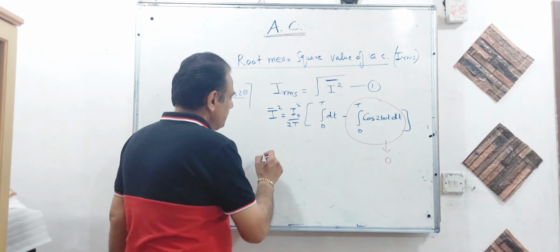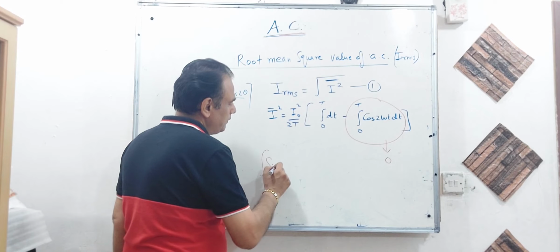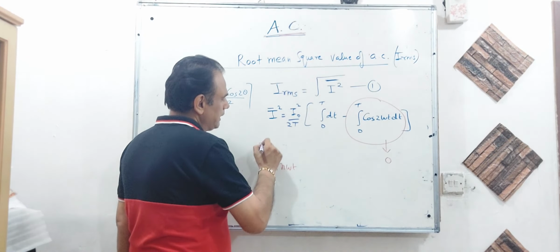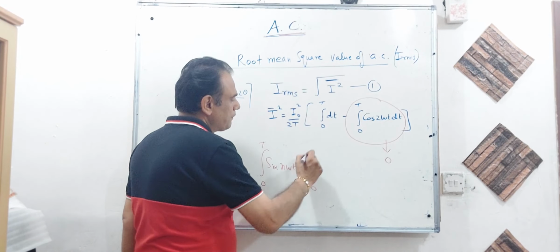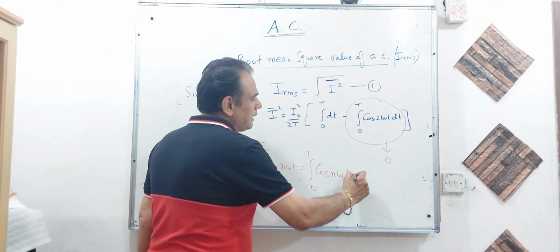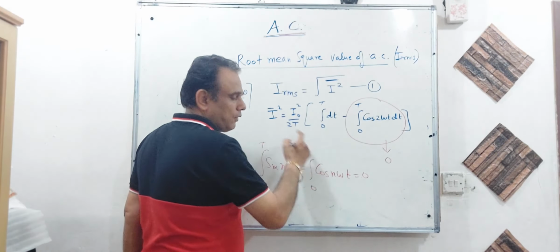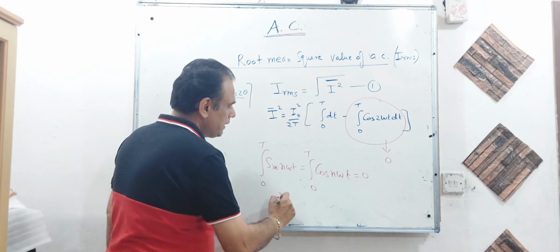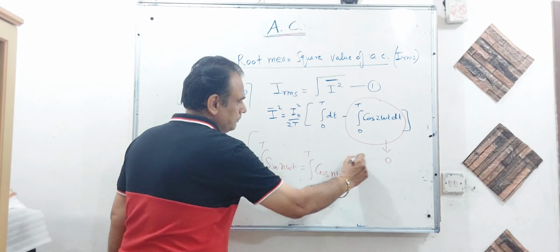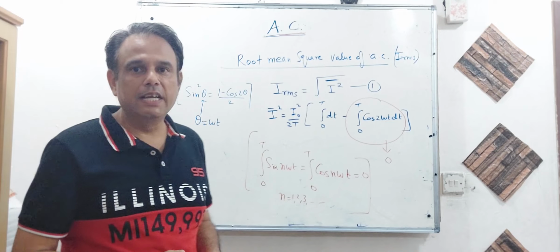What is the tip of the day? Integration of sine n omega t from 0 to T equals integration from 0 to T of cos n omega t equals 0 for a complete cycle. I am talking about where n could be 1, 2, 3, any number. That is the tip of the day.